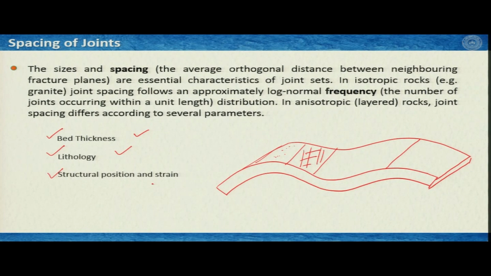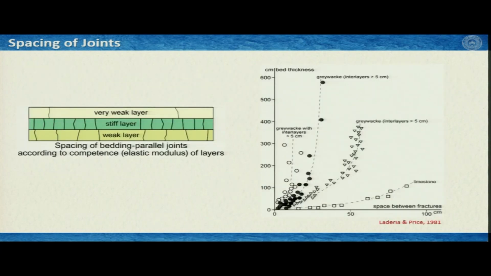The strain is of course how the magnitude of the strain influences the joint patterns, and I will tell you how they do it. It is also important to understand at this point that the rate of strain or rate of deformation also influences the pattern, the size and the spacing of the joints. We will see an illustration on this soon as well. So, here is an example that if you have weak layers, then the spacing of the joints is pretty wide.